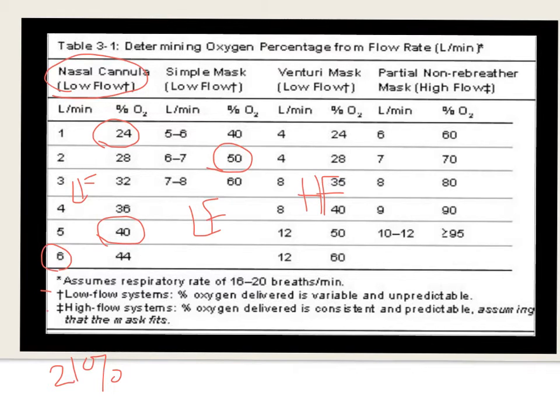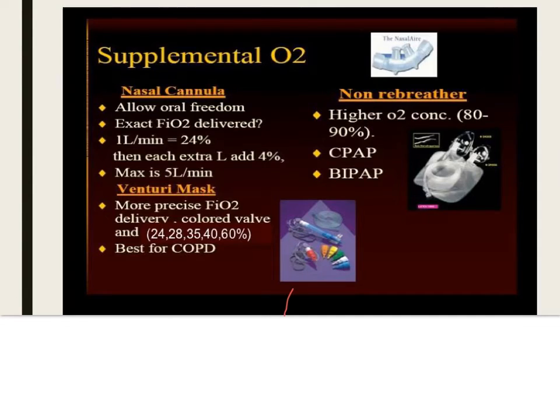And then we have the non-rebreather. If you set the non-rebreather, for instance, during an emergency situation when the patient is still breathing, between 10 to 12 liters, you can get greater than 95% delivery of oxygen. These are the ones that we're going to explore.